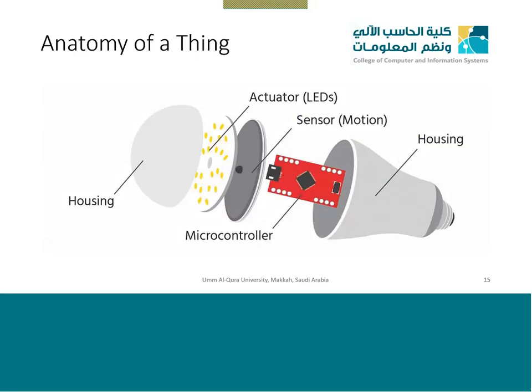This is the basic anatomy of a thing. What is a smart thing? A smart thing, we discussed it multiple times. It is just a device with an embedded system or a microcontroller. Like, this is a bulb which has some motion sensor. So we have one sensor which will detect the motion. There are some bulbs or LEDs which will turn on when there is a motion, and the microprocessor will receive the data from the sensor, which is the motion sensor.